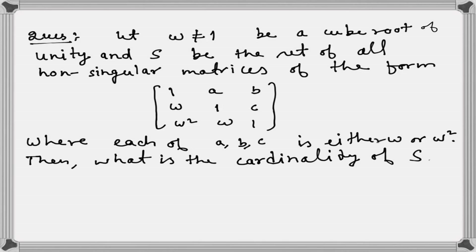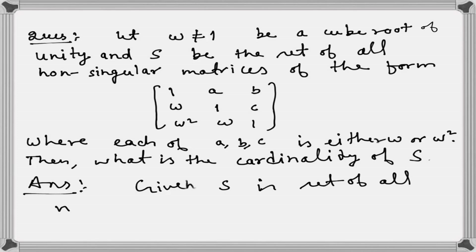Answer: given S is a set of all non-singular matrices, then the determinant of this matrix, 1 A B, is not 0 by the definition.